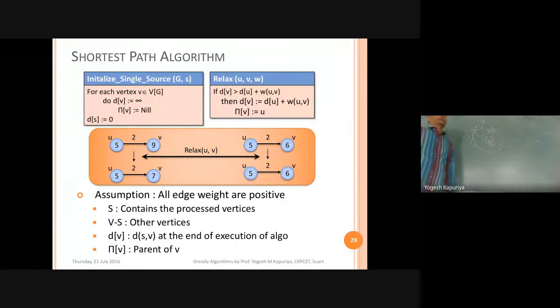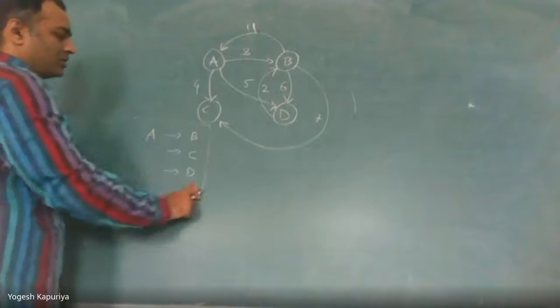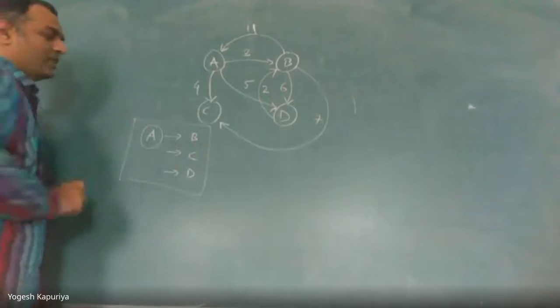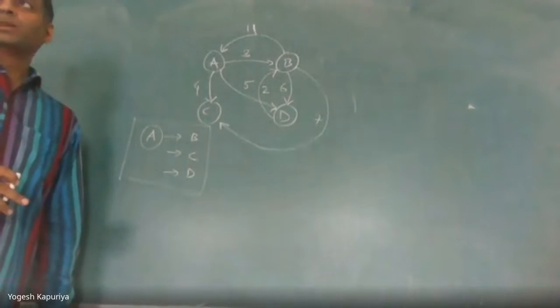Single source means that from a source vertex, let us say A, find out the shortest path to all the other vertices. So when you are finding the shortest path from A to B, then A to C, A to D, this is called single source shortest path. Your source vertex is fixed.